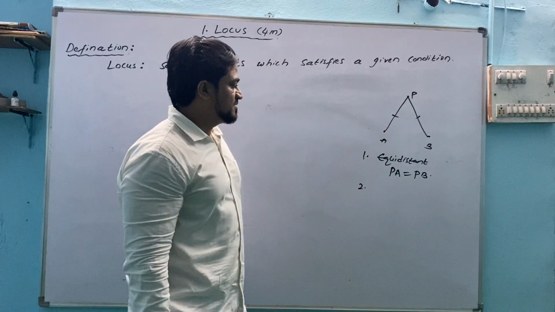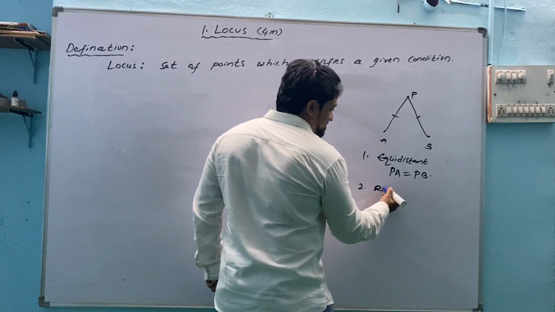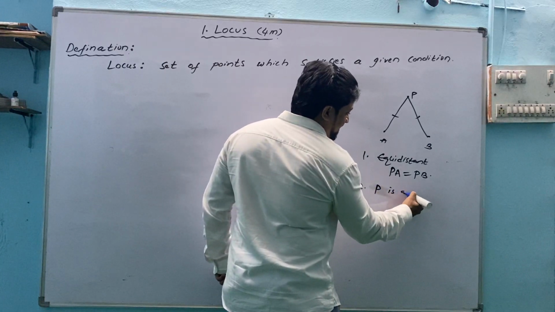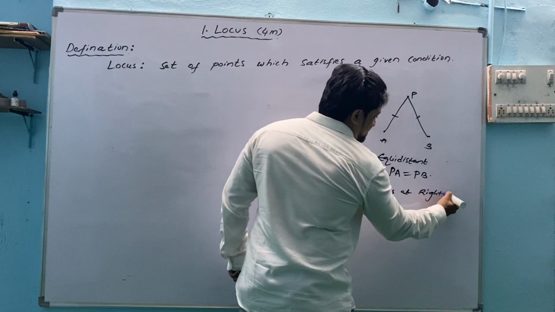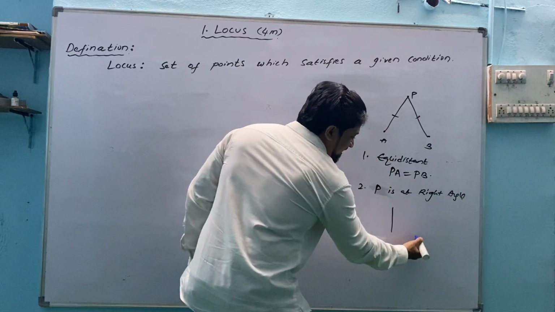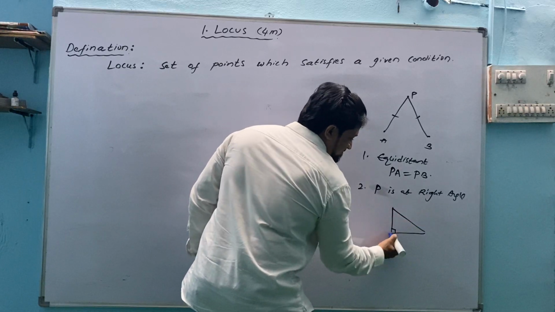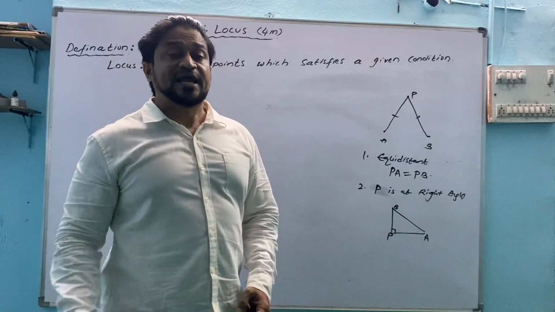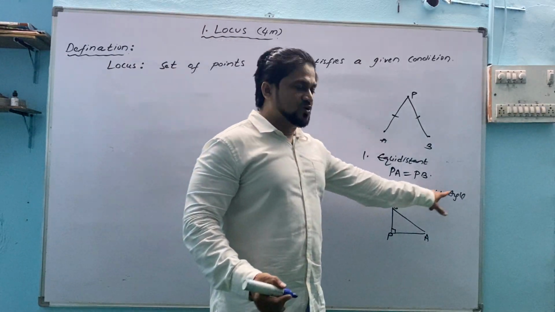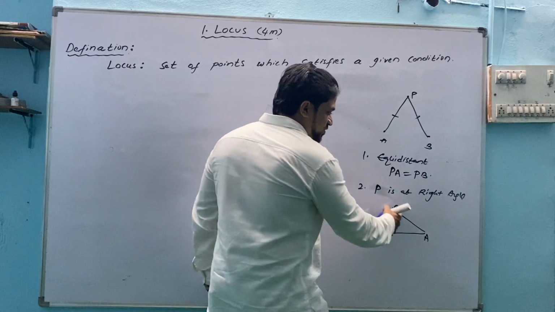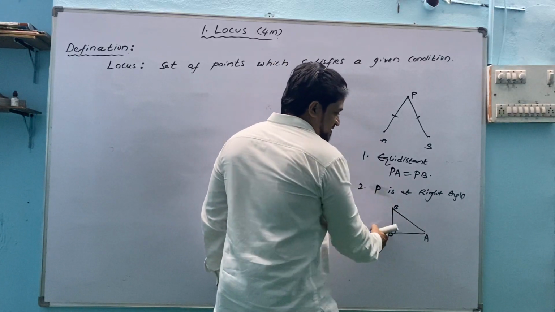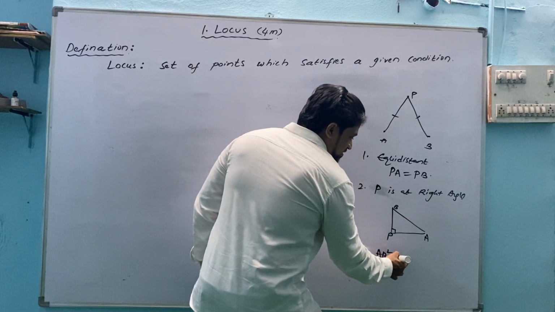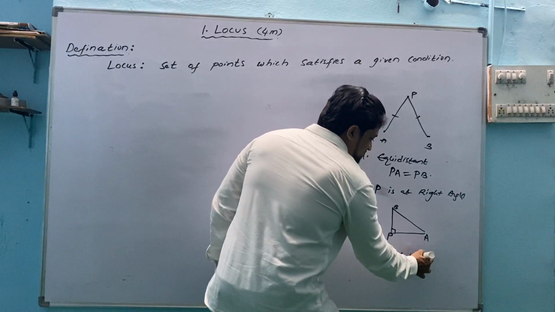Second point, right angled. P is at right angle, which means there is a triangle. Here P is there, and the remaining 2 points are considered to be A and B. If you find a right angle given in the question, at that time you have to think that this is the hypotenuse AB, this is one base, this is one side, both sides are there, and one is the hypotenuse. So hypotenuse square equals adjacent square plus opposite square.